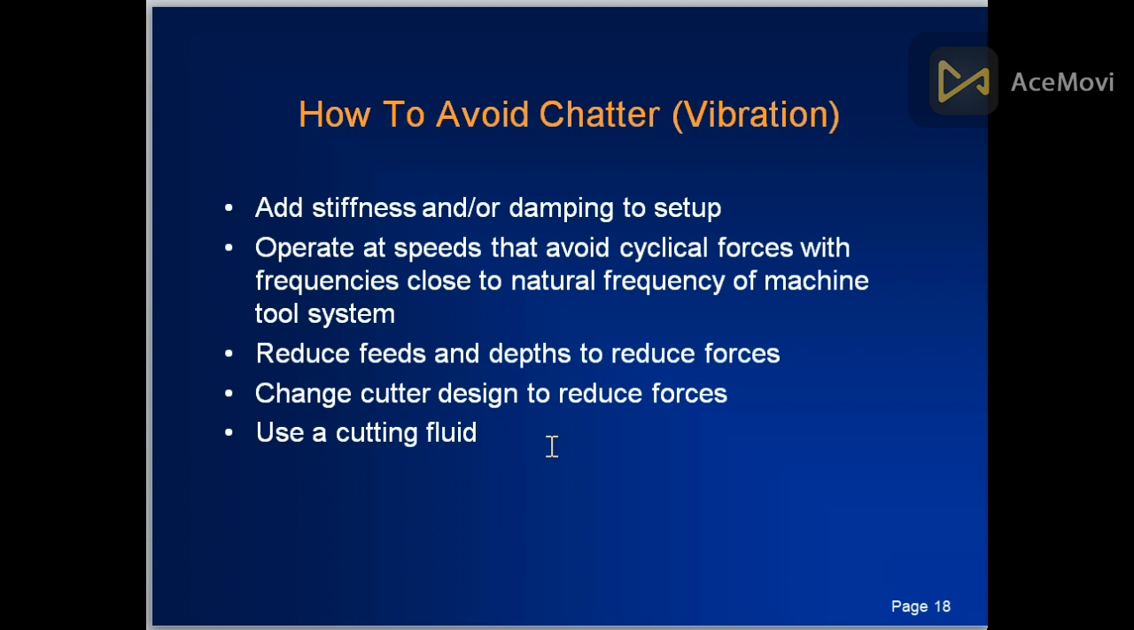How to avoid chatter or vibration? Add stiffness or damping to the setup. Operate at a speed that avoids cyclical forces corresponding with the natural frequencies. The objective is to reduce resonance. Reduce feeds and depths of cut, change the cutter design to reduce forces, and use a cutting fluid.